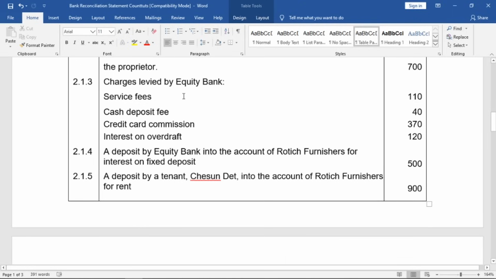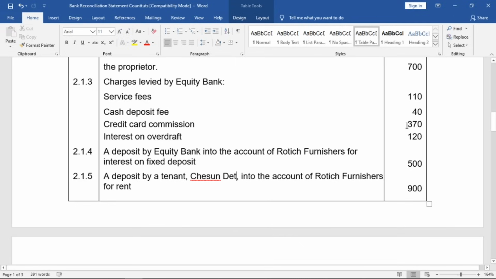charges levied by Equity Bank. Now remember, we mentioned this when we went through the theory, that when you are told that charges are levied by Equity Bank, we're talking about bank charges. But we have service fees, cash deposits fee, credit card commission, and interest on overdraft. So what do you do? You add all of them up together and name them bank charges, except for interest on overdraft. Remember, we said that interest on overdraft we record separately because it's a finance cost.